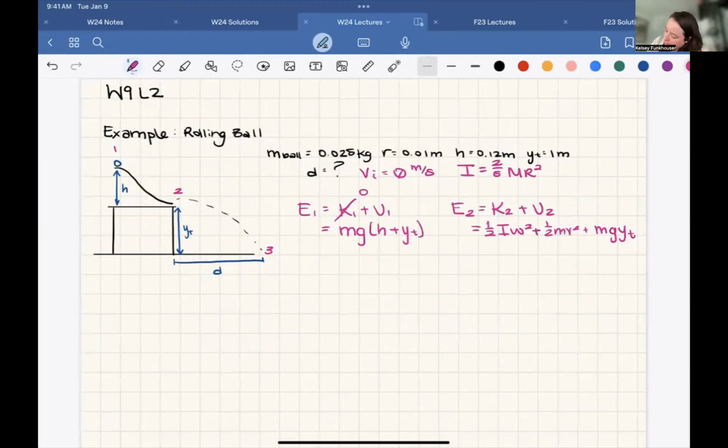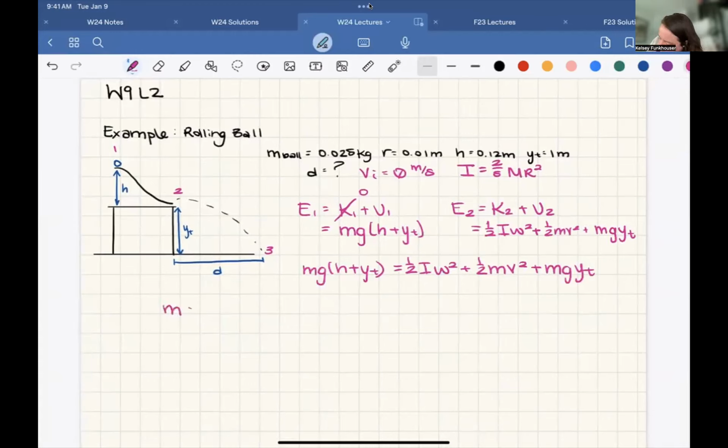And these are equal to each other, so we'll set them equal. mgh plus yt equals 1/2 I omega squared plus 1/2 mv squared plus mgy. Okay, one second. Okay, now we can plug in for the rotational inertia and cancel some stuff out.